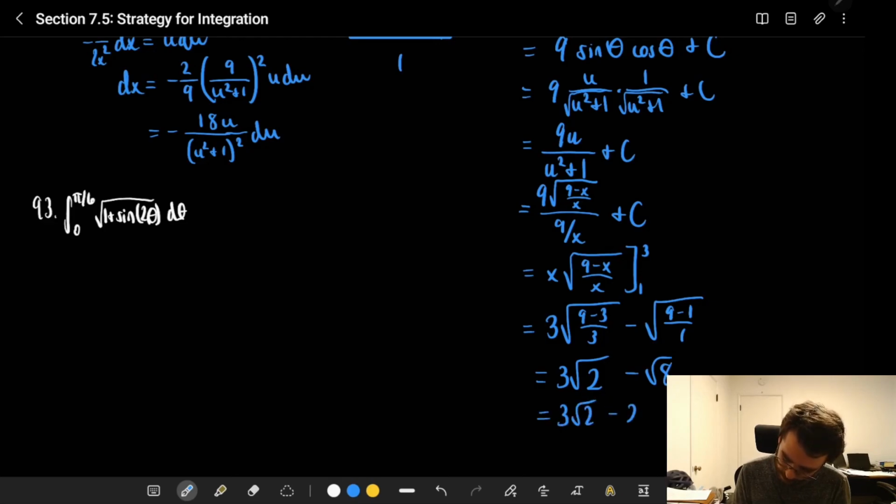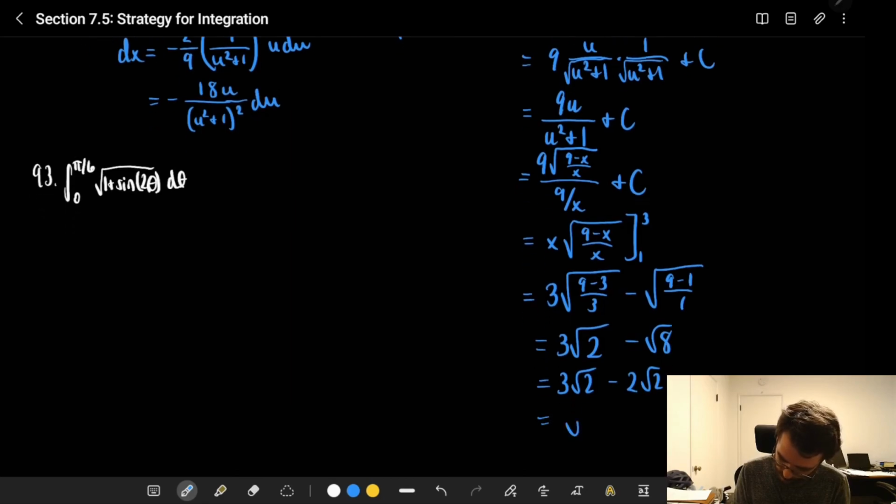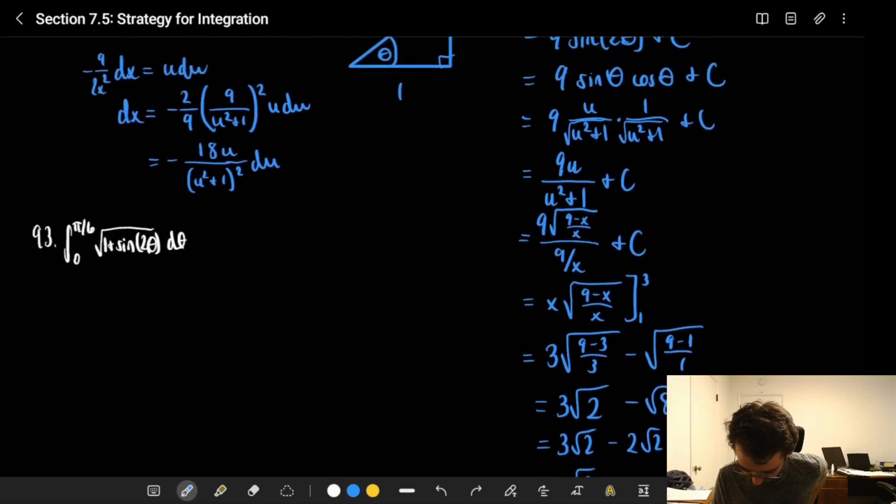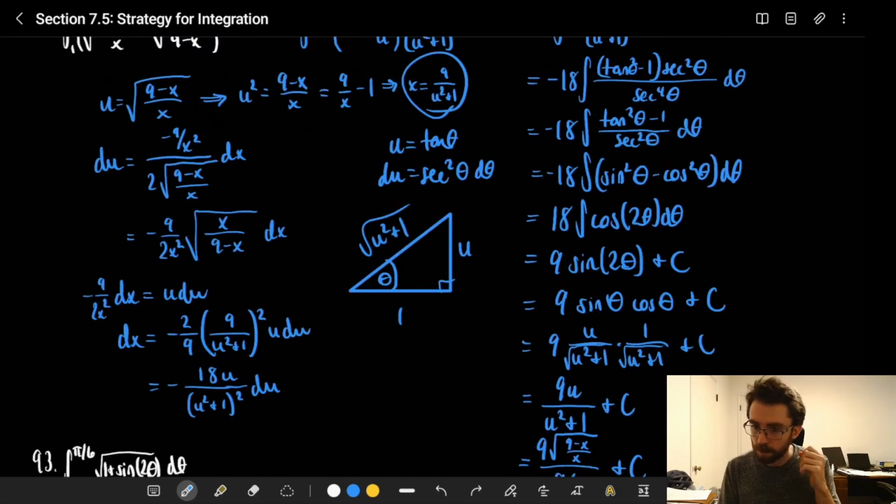Root 8 is 2 root 2. And you get root 2. Okay, I'm still off by a factor of 2. This should be 2 root 2. Where did I lose that, is the question. Okay, one sec. Oh, of course.